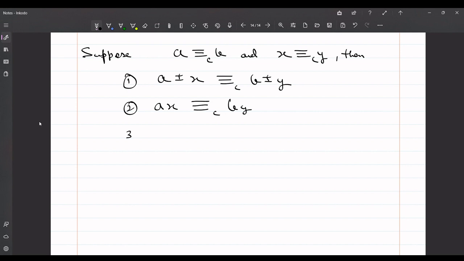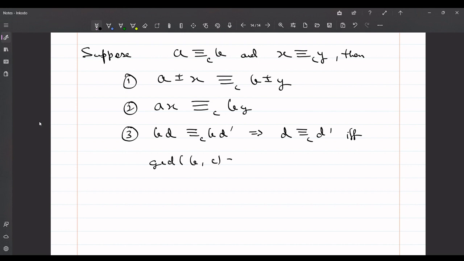One more important property related to congruences is what we call the cancellation law. Suppose BD is congruent to BD dash modulo C, then that implies D is congruent to D dash modulo C if and only if GCD of B and C is 1. Okay, this is called the cancellation law.